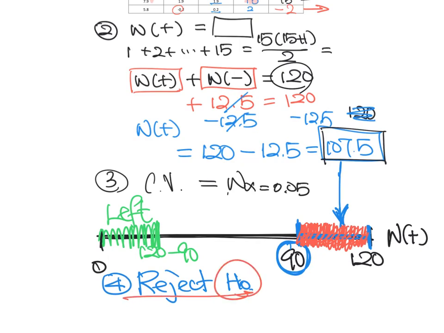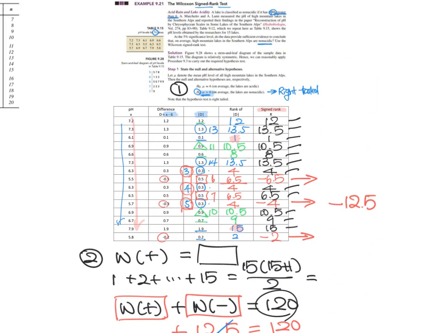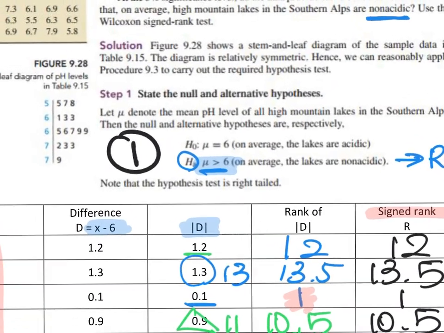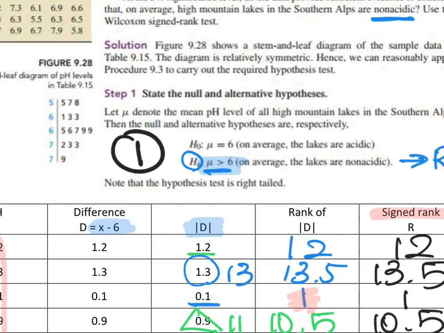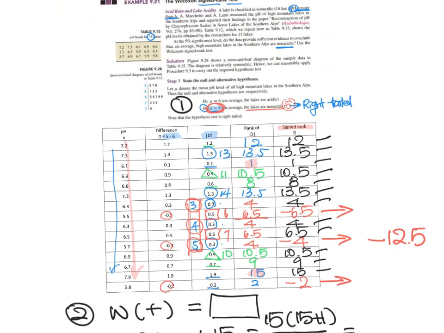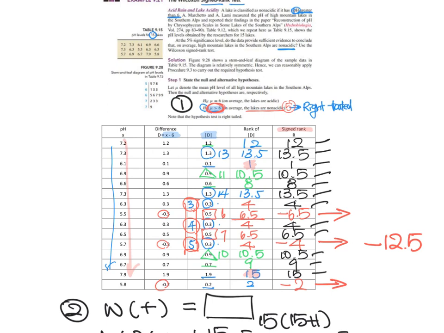So the conclusion, based on the alternative hypothesis, which was that the pH is higher than 6, what does it mean? The lakes are non-acidic. It's step number 5, the conclusion. So it is the second example, but it has lots of ties, and it was right-tailed.